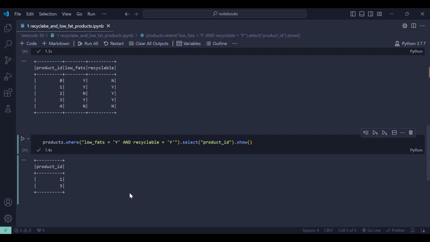If you go through all these 50 questions, more or less you'll be able to solve easy to medium, intermediate level problems in interviews. It will be very helpful.